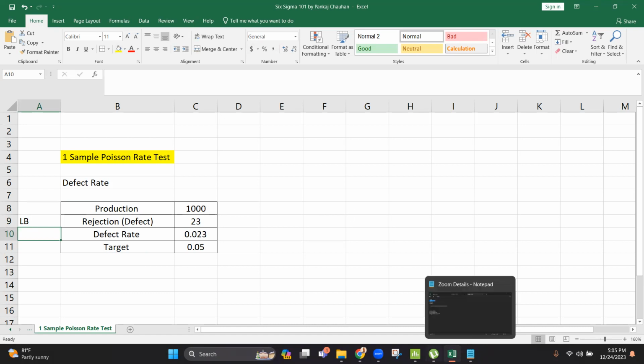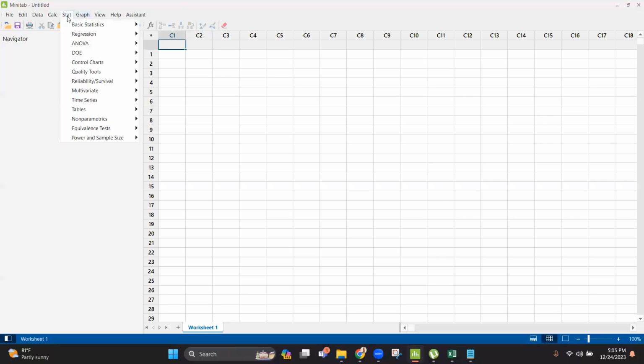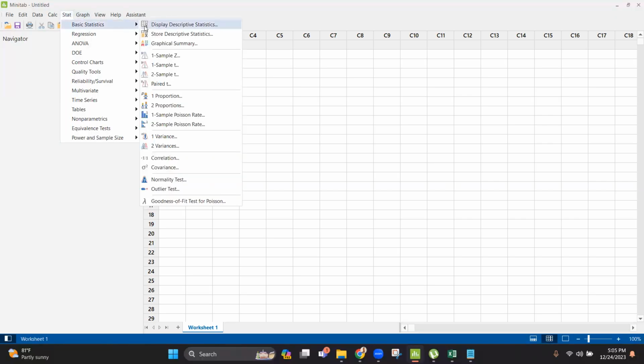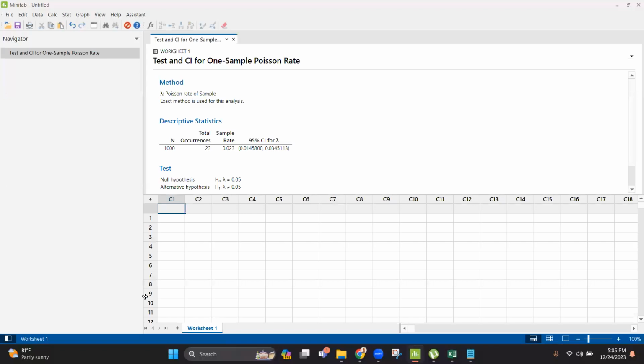So if I use Minitab, I simply go to Stat, Basic Statistics, and here I select the one sample Poisson rate test. The data I have already summarized, where the sample size is 1000, total occurrences was 23, and the target is 5%, which is 0.05. Click on OK, and here we see the result.